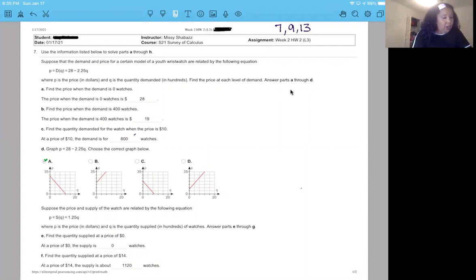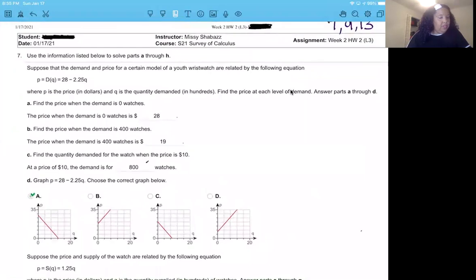All right, so question 7. It says, use the information listed below to solve parts A through H. Suppose that the demand and price for a certain model of a youth wristwatch are related by the following equations. So I have price equals D of Q equals 28 minus 2.25Q. So this is a demand function where P is the price in dollars and Q is the quantity demanded in hundreds. That will be important, in hundreds.